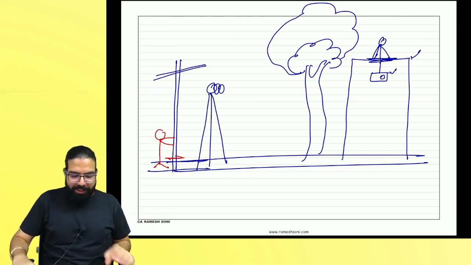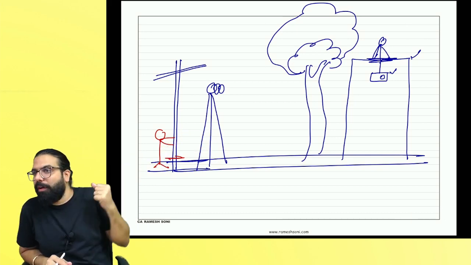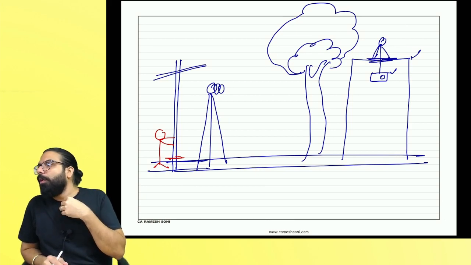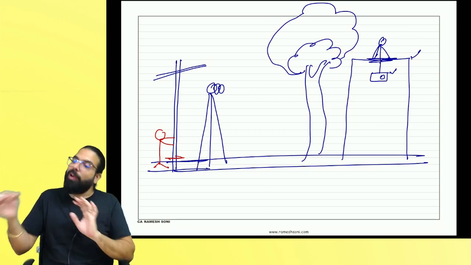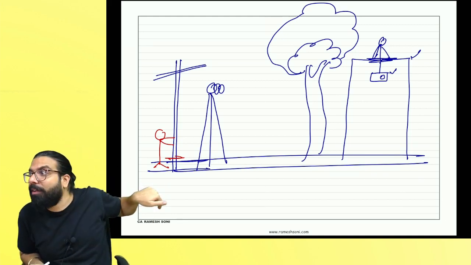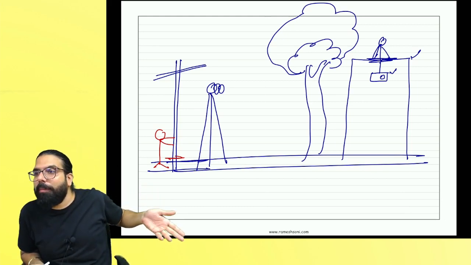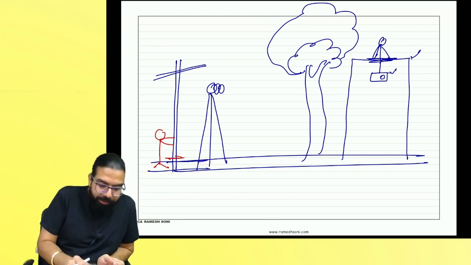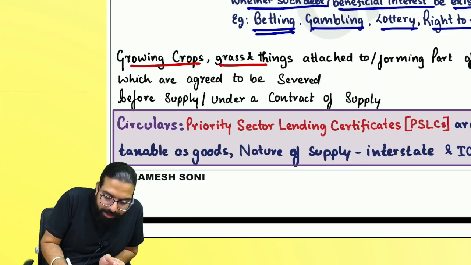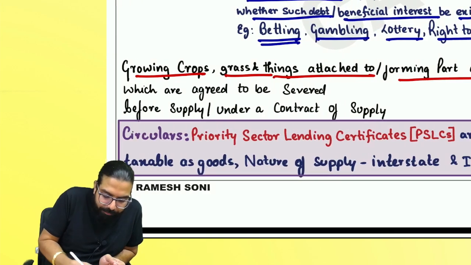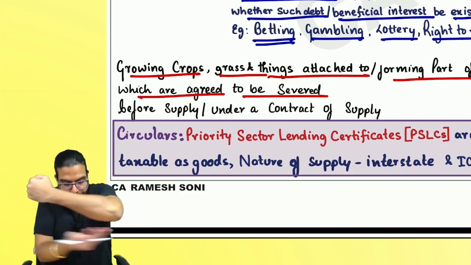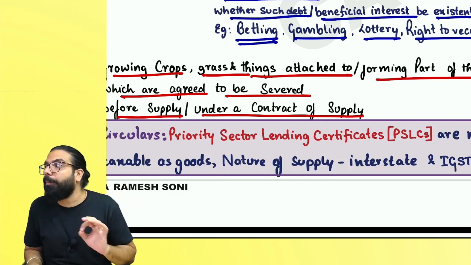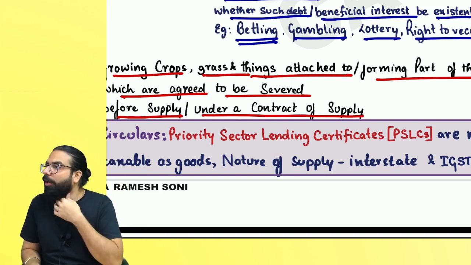Are we clear? Supposing I have 10 trees which are standing in my field. One person came and told me, Ramesh sir, I want all the 10 trees. I told, see, today I can't give you, but after 2 months, I will cut and give it to you. I had an agreement with him. Did I imagine all the trees as cut? Yes or no? Have I already imagined all the trees as cut? Yes. The day I imagine also it becomes goods. Remember, growing crops, grass, and things attached to or forming part of the land which are agreed to be severed before supplying, or if you do a contract also that I will cut and supply, they will become goods. Are we all 100% clear?